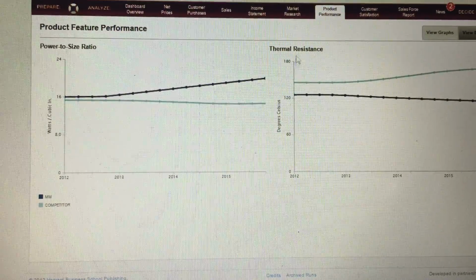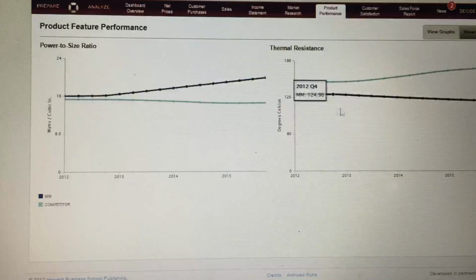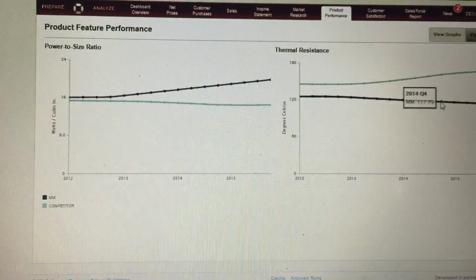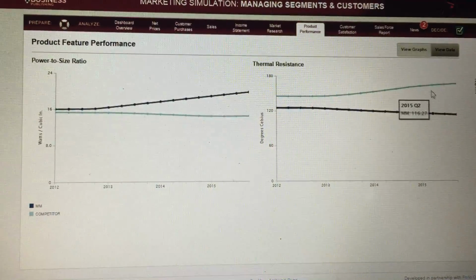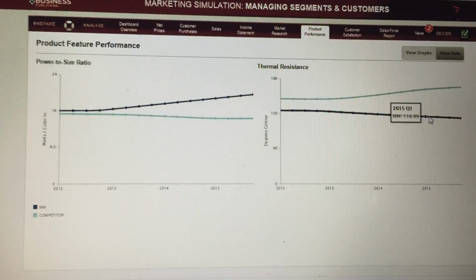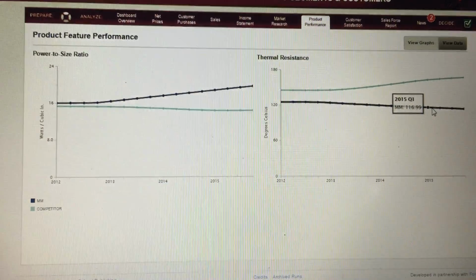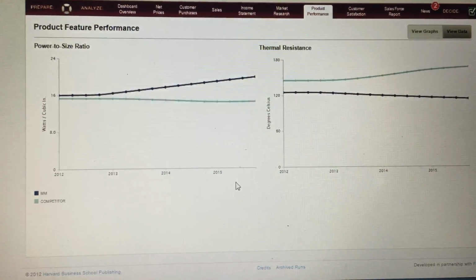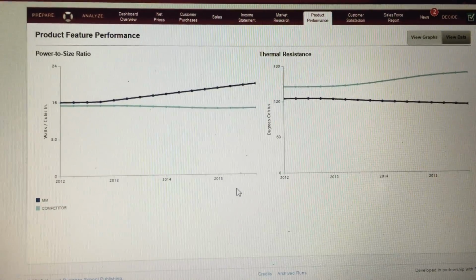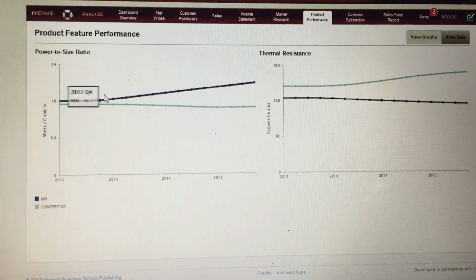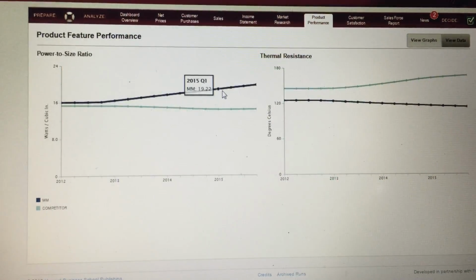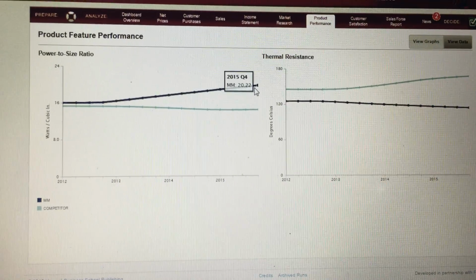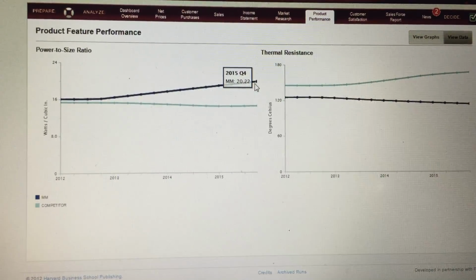And the thermal resistance is also what I did not pay that much attention to, but it didn't seem to hurt our company as much as I thought it would for not spending that much money on it. The power to size ratio increased slowly over the quarters.